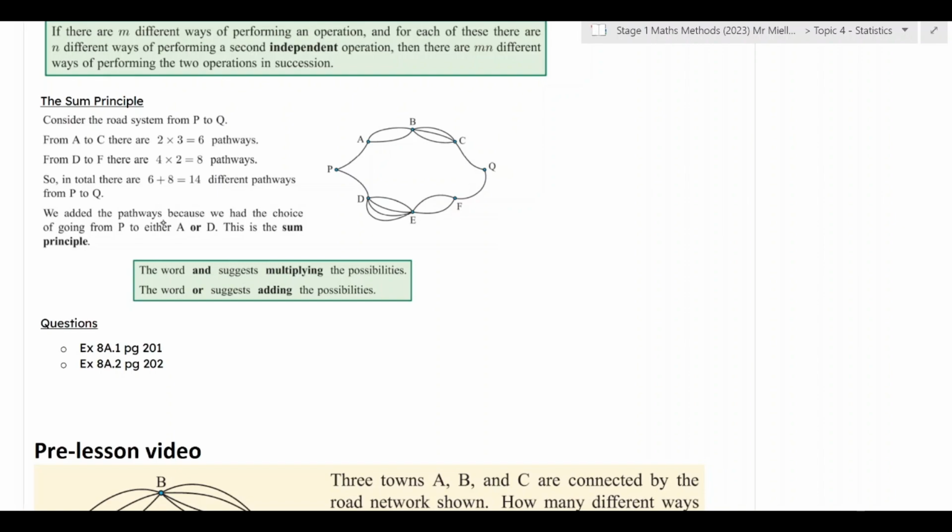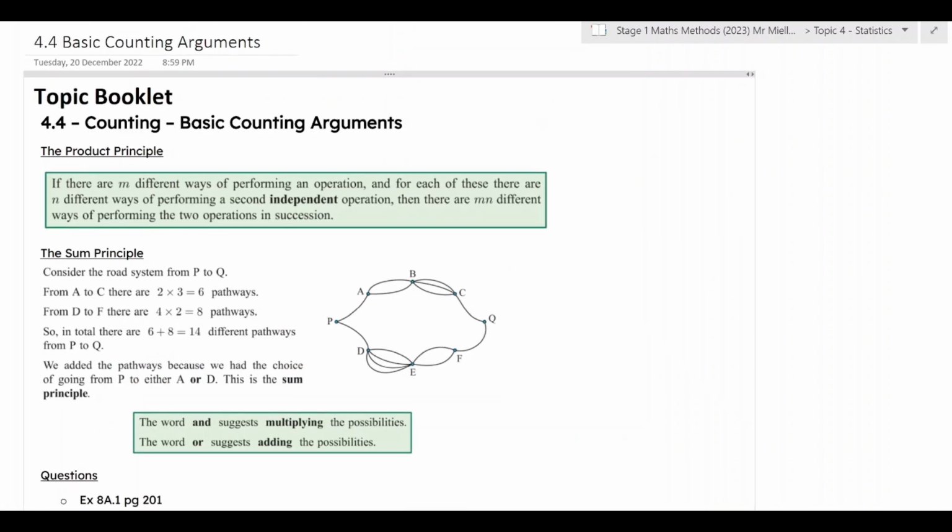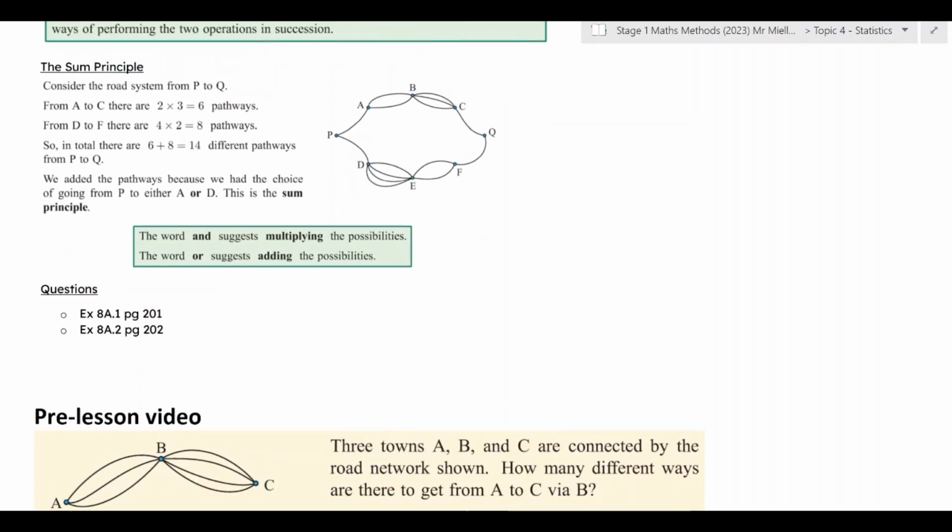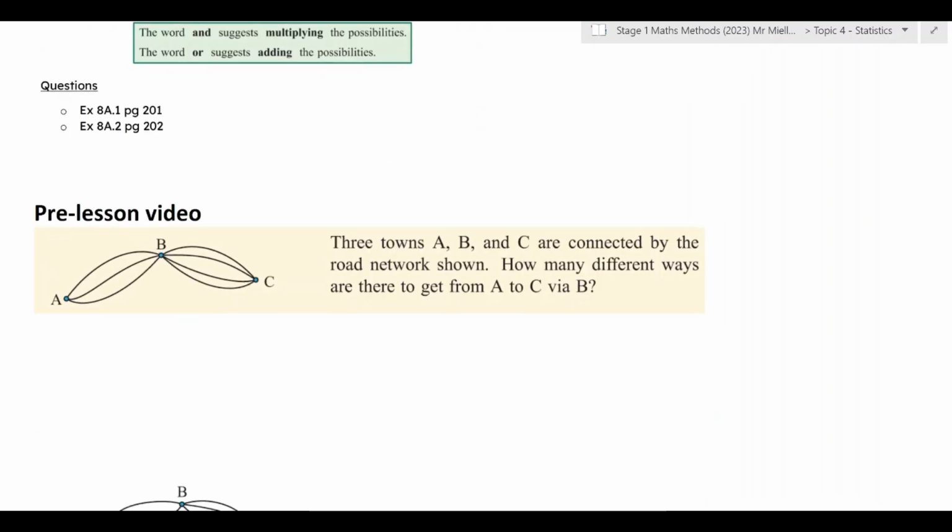Okay, in this video we're looking at counting arguments, and quite often the application for this is path problems like the one pictured below there. You want to look for keywords in these problems, like "and", meaning you tend to times, and "or", meaning you add usually. Okay, so we're going to do an example problem first here.